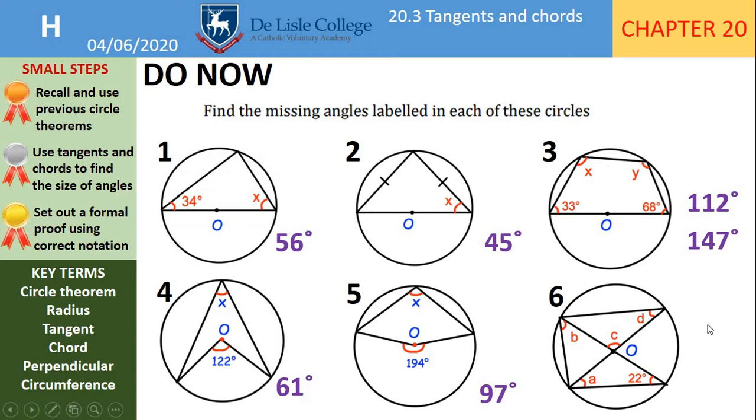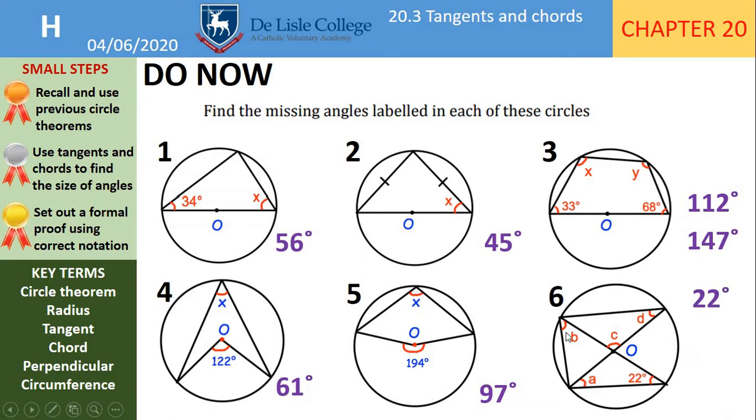Question number 6, we've got a few here. If we go in the order that the letters are labelled, so here we have an isosceles triangle because we've got the centre labelled and marked as O. So these are 2 radii, so these mean the 2 base angles are equal, so A must be 22 degrees.